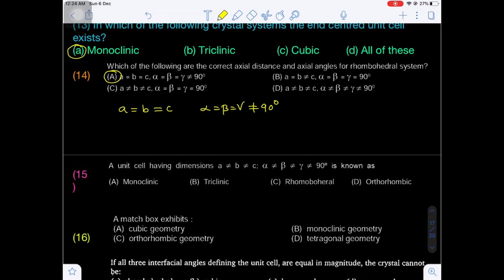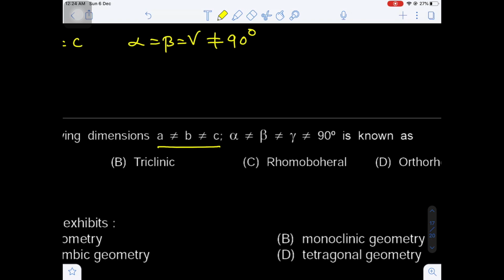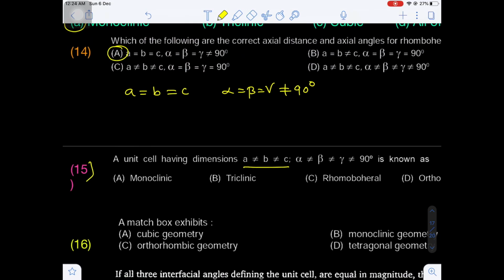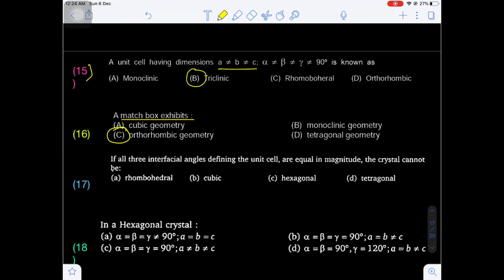Now come to the question number 15. A unit cell with dimensions a not equal to b not equal to c, alpha not equal to beta not equal to gamma not equal to 90. This is a highly unsymmetrical system. That's why the answer will be triclinic. Question number 16. A matchbox exhibits. Just now I told you a matchbox type of system will be the orthorhombic system.